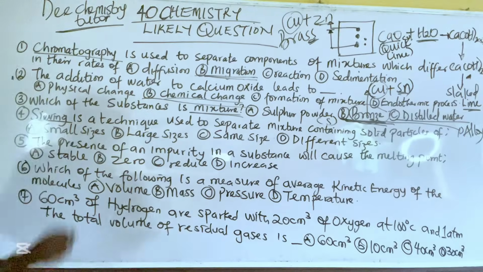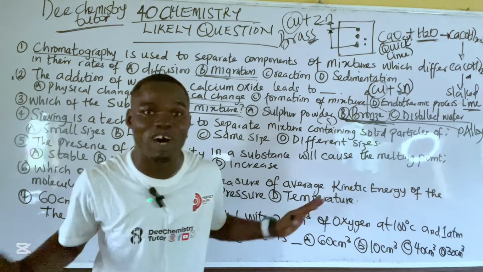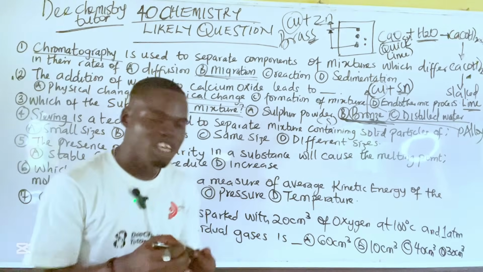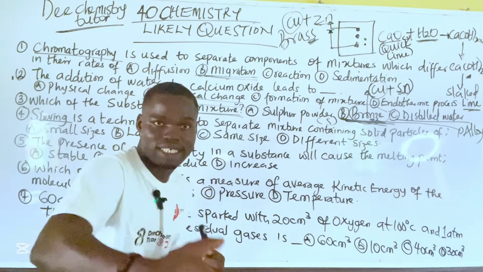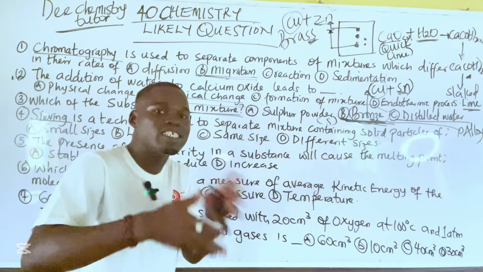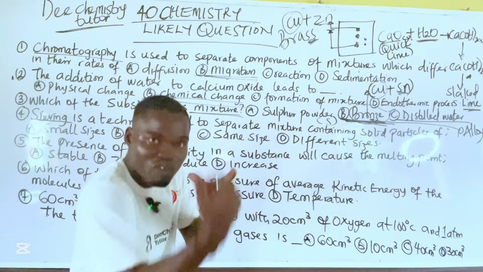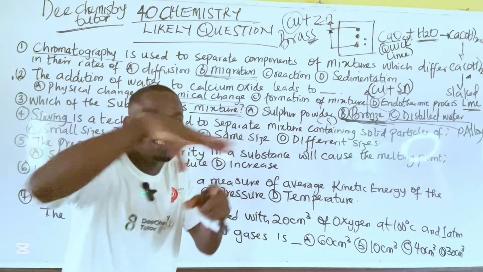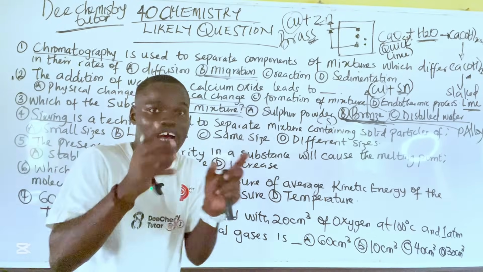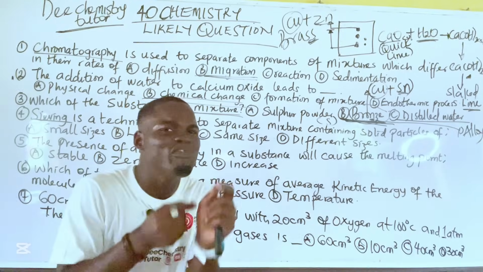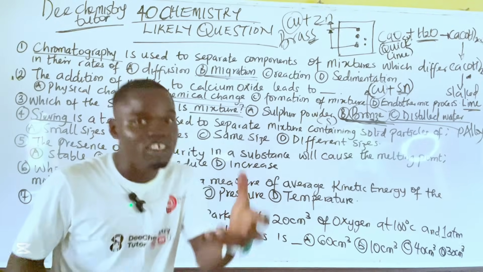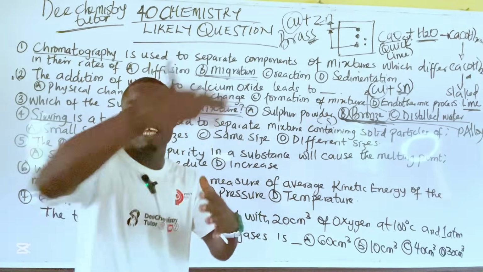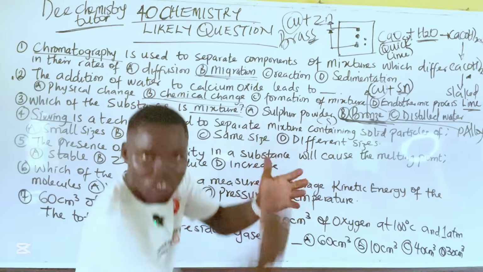Sieving. I'm very sure you guys have a sieve at home. If you have beans and rice, Mom will ask you to go and sieve that so that the rice will move through the sieve, then the beans, which are larger, will be on top. So if they are of different sizes, that's when you're able to sieve.